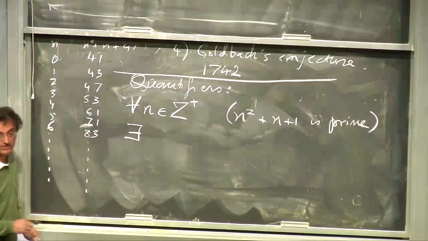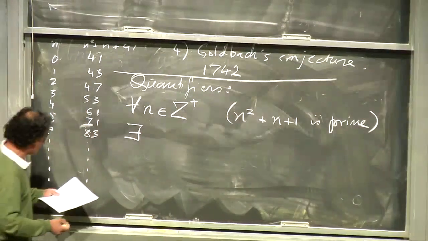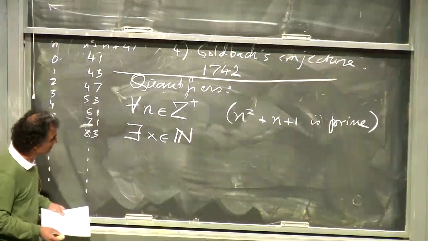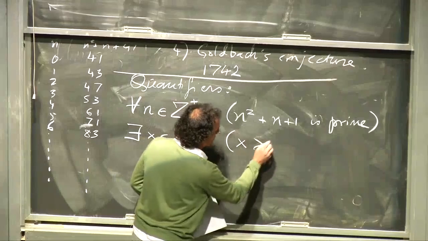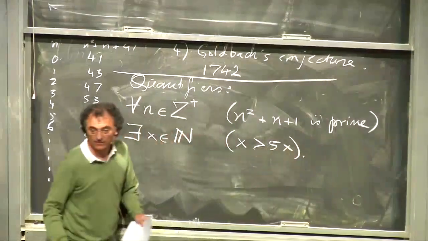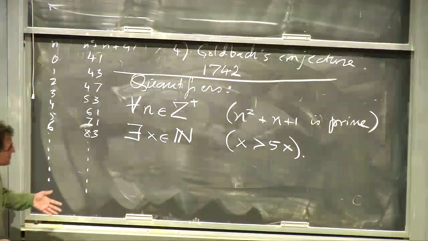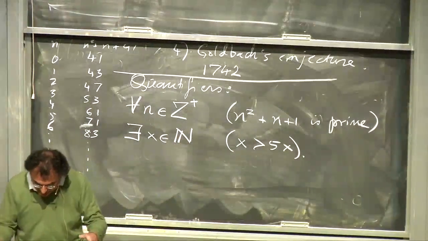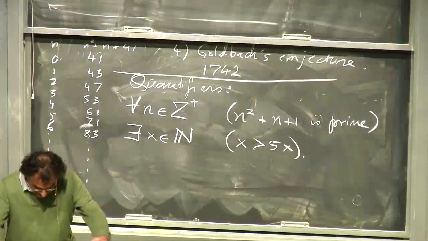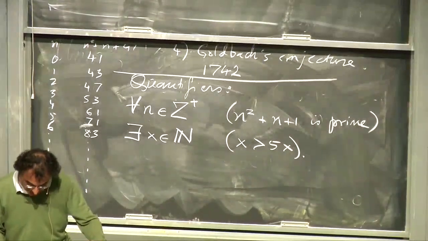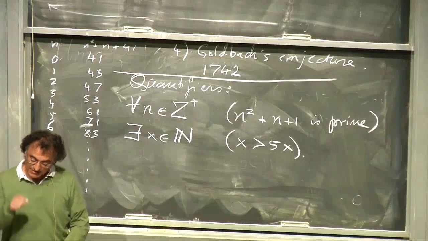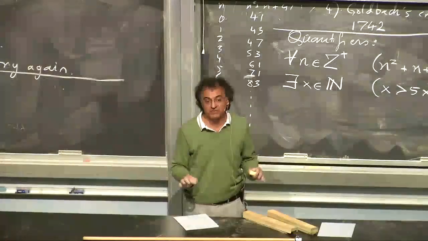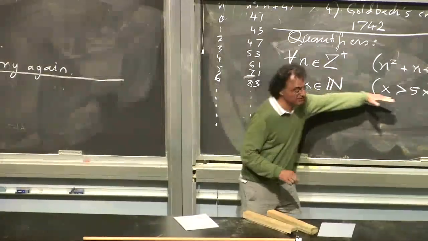There's another quantifier called the existential quantifier. There exists x belonging to the natural numbers, such that x is greater than 5x. Again, we have a universe of discourse, the natural numbers. But the existential quantifier doesn't say the entire universe satisfies this property. It just says, inside here, I can guarantee you there's at least one element that satisfies this property. There exists x which satisfies this property.